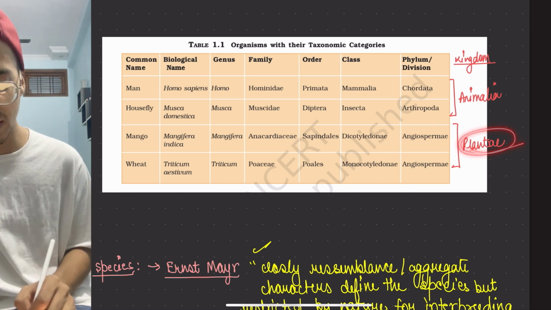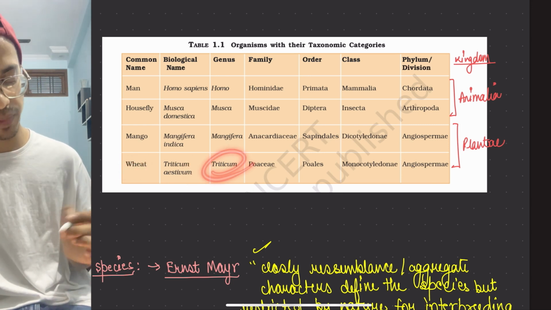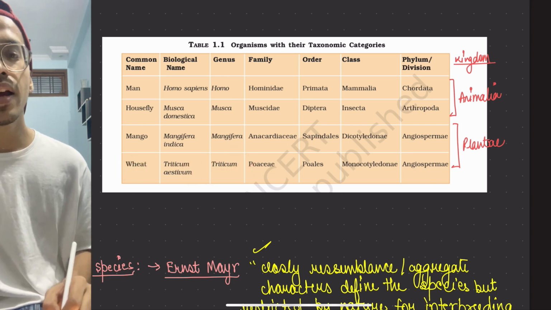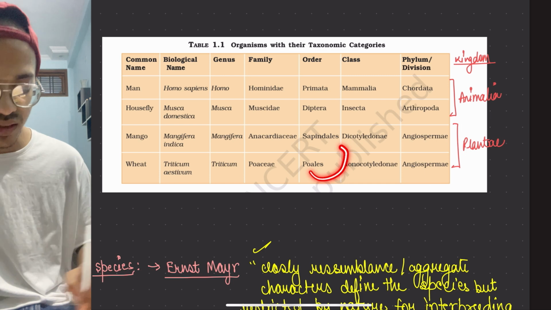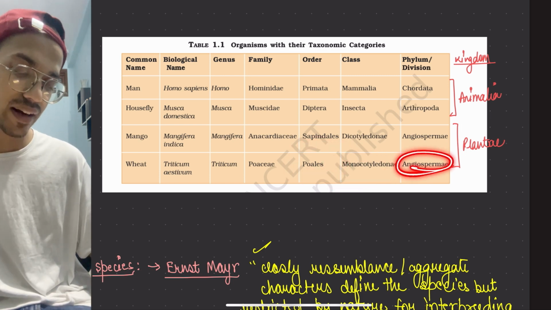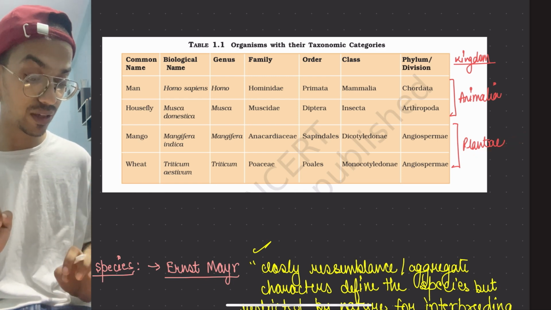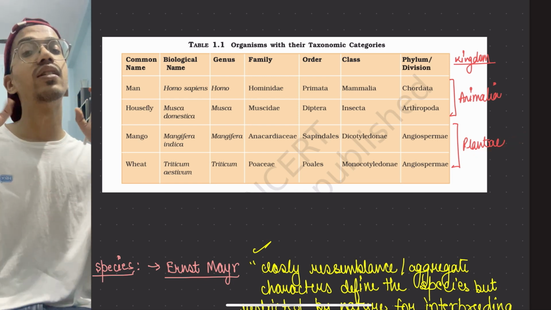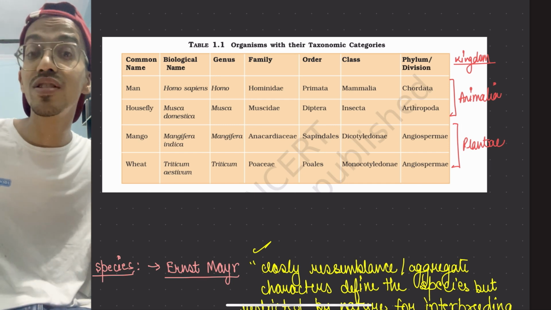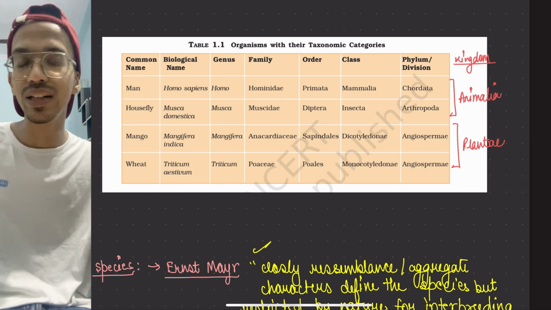Then the wheat, Triticum aestivum. Triticum is the genus, aestivum is the species. It belongs to Poaceae. It belongs to the order Poales. They are monocots and in the angiospermic division, and it is the plant kingdom. You have to remember it. I hope you will be able to remember it. With this the chapter is over. Let's dive into the question practice for you, and how to take it up.